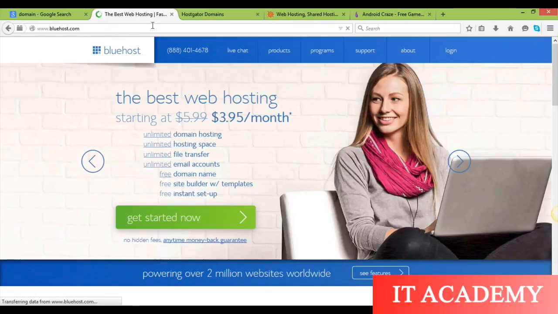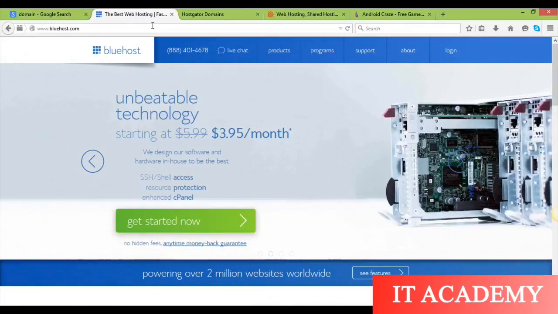Your domain and hosting are very important in search engine optimization, because if your server is down for a long time, it will have a bad effect on the rankings of your website. So this is about the hosting and the domain.